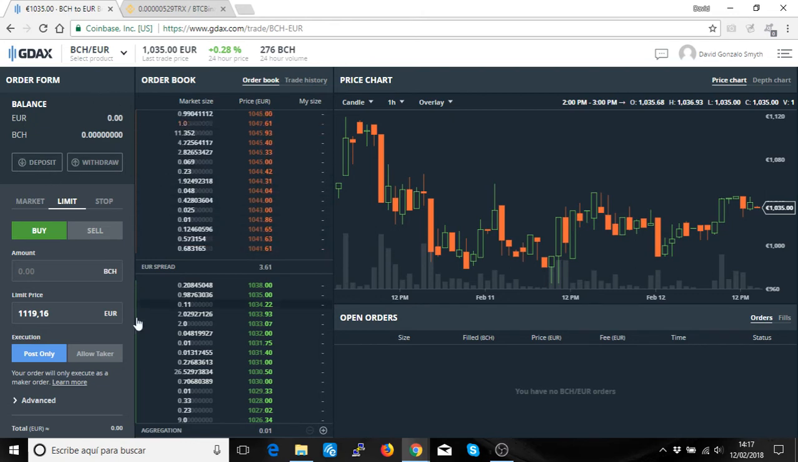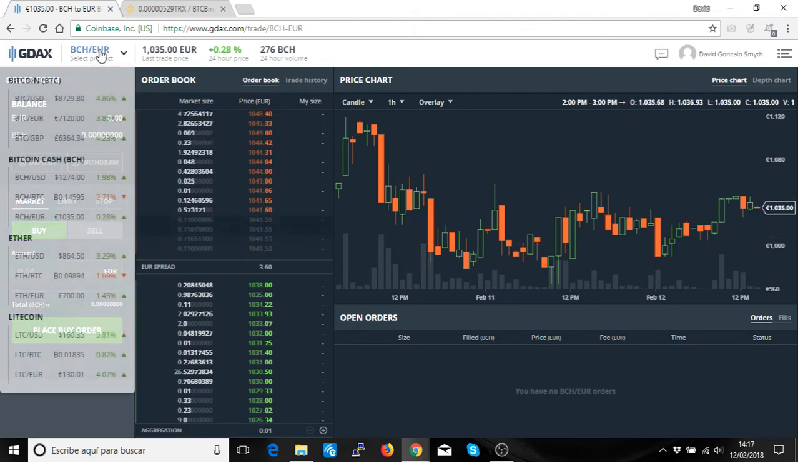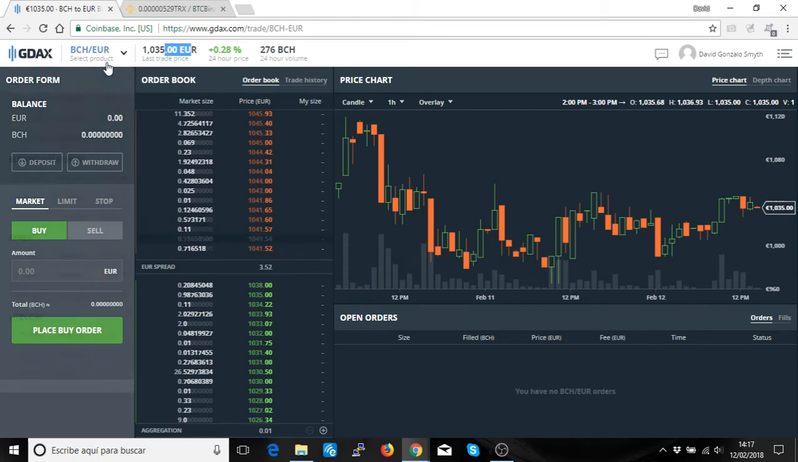And then on the left of the screen of GDAX, you have what you can do, and it's basically the balance you have of that coin. In this case, I don't have anything here. You can deposit or withdraw, and then you can buy and sell at the market value, which you can see here.